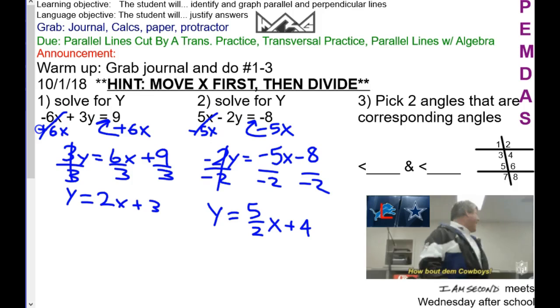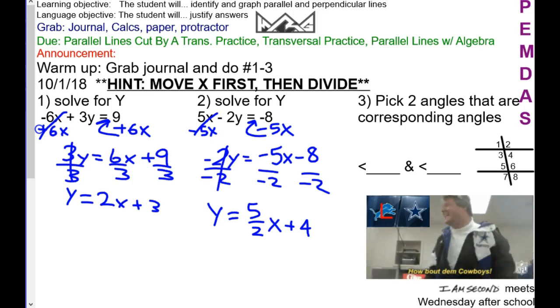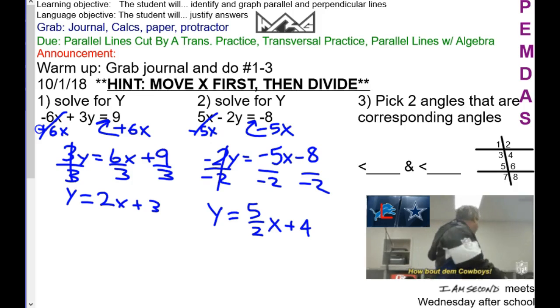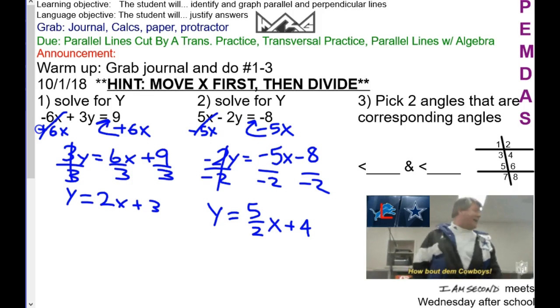So number 3 on the warm-up is asking us to pick two angles that are corresponding. Now, the reason why this is on the warm-up is because this is the one most people mess up on. So is everyone looking up here? Wide awake?